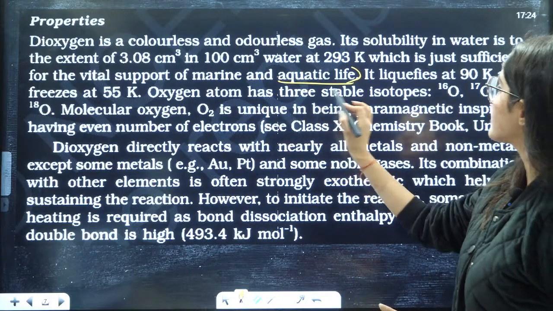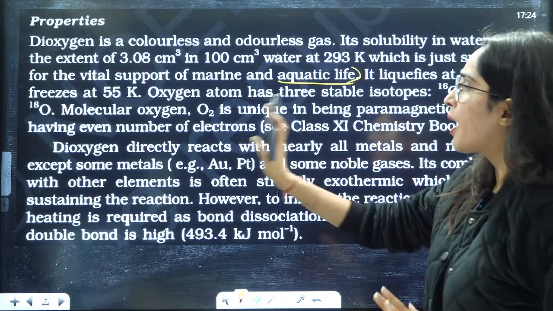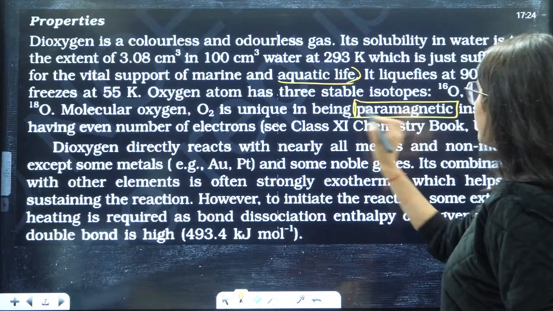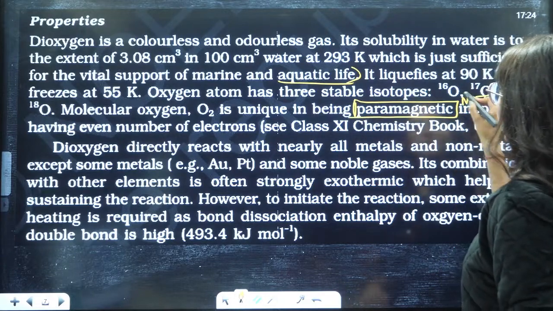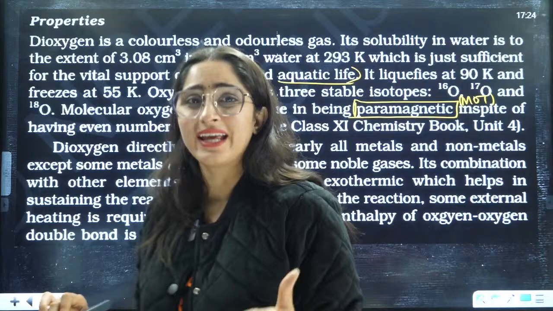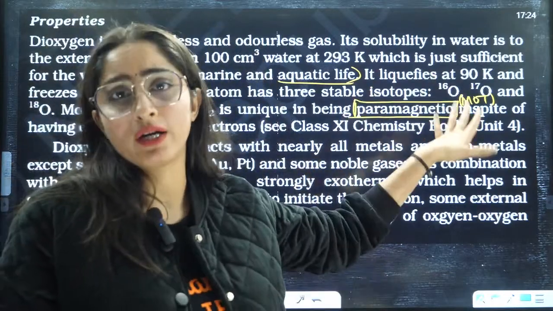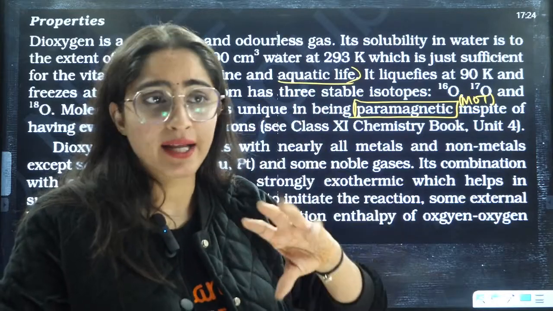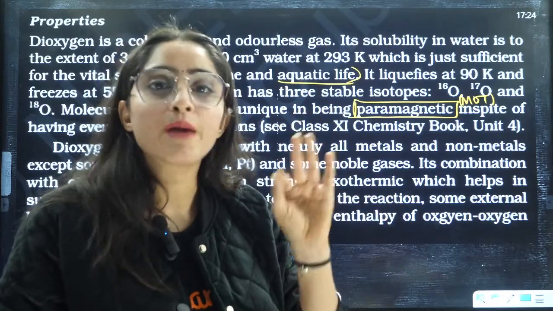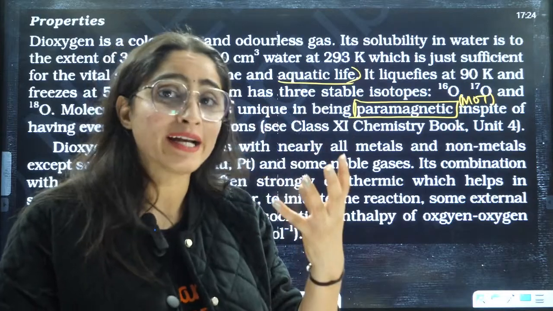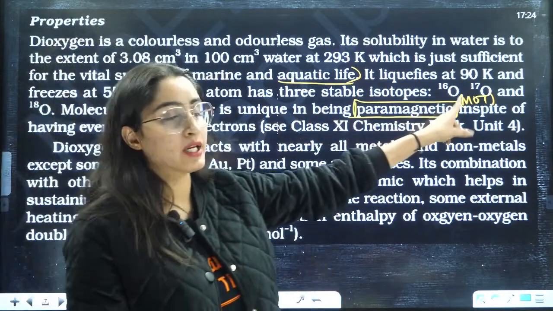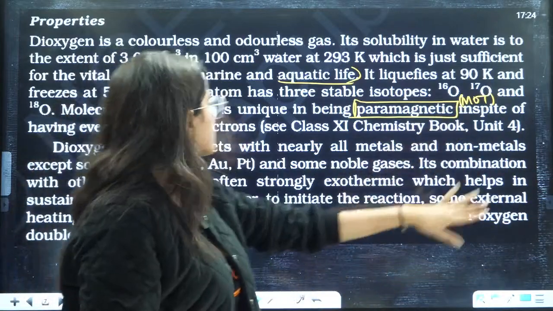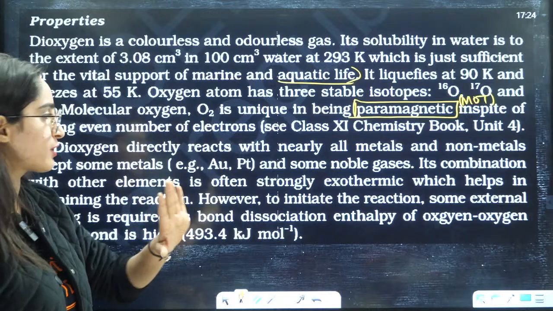Oxygen atom has 3 stable isotopes, this we all know. Molecular oxygen is unique as being paramagnetic. This we have done through MOT also. Why is this paramagnetic? What are the bonding, anti-bonding orbitals involved here? That is important. Why is oxygen paramagnetic? The unpaired electrons are present in which bonding or anti-bonding orbital? This we have done in molecular orbital theory. Very important question this is, in spite of having an even number of electrons.